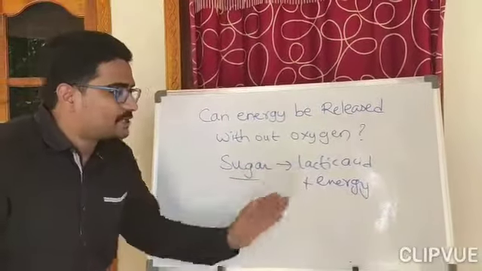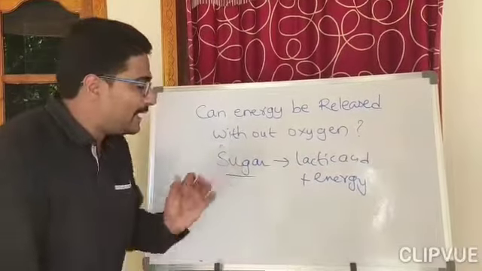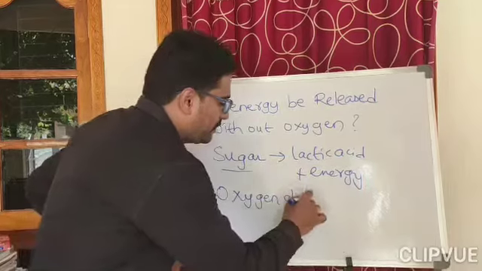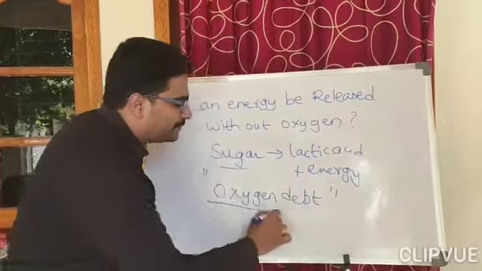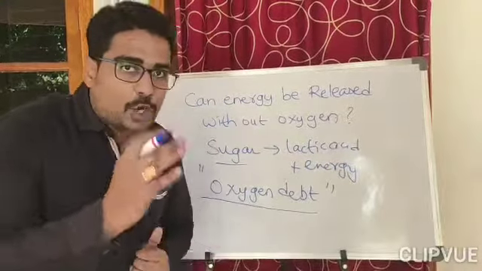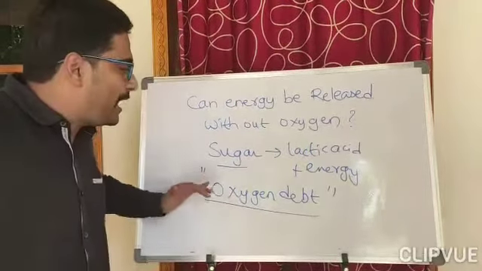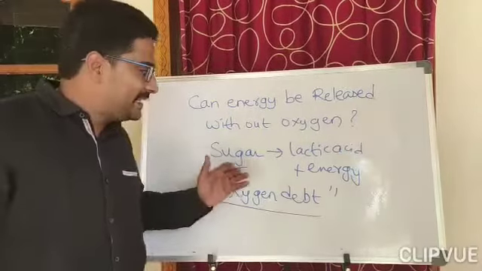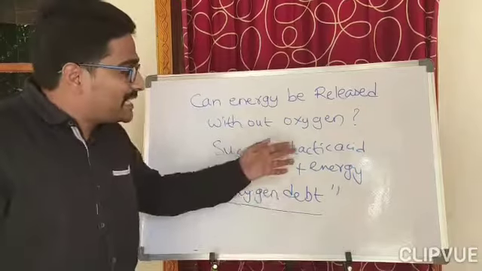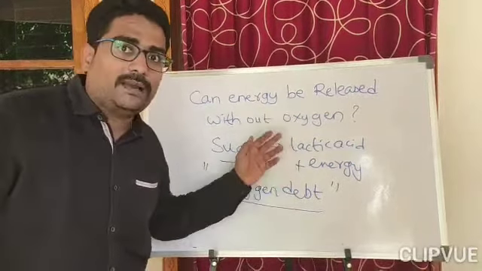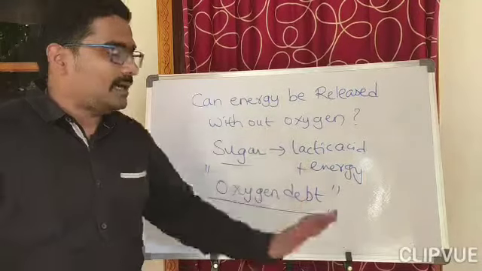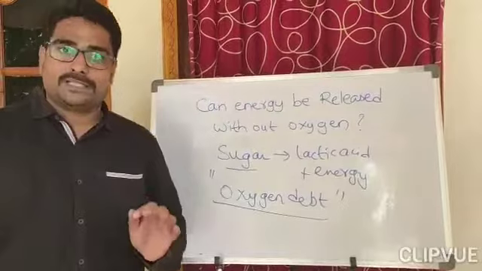So what happens during strenuous exercise? A condition occurs, that is oxygen debt. What is oxygen debt, children? Sometimes our body is deprived or in shortage of oxygen. At that time, anaerobically we get energy. Lactic acid is produced, but the energy produced in anaerobic respiration is less compared to aerobic respiration. So this is oxygen debt, and this is about accumulation of lactic acid in our muscles, children.